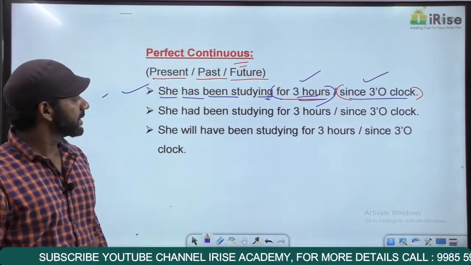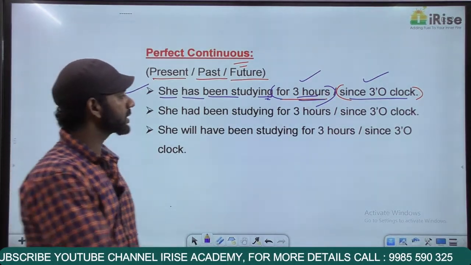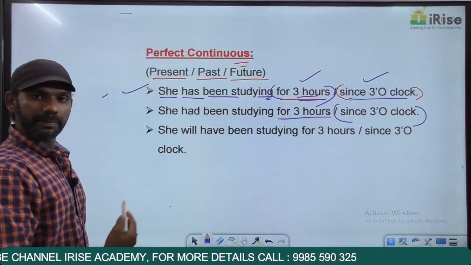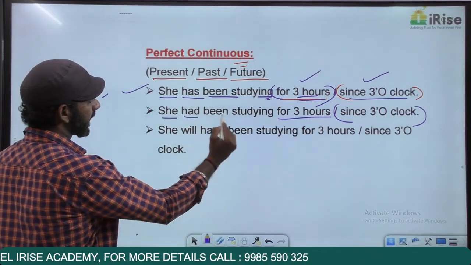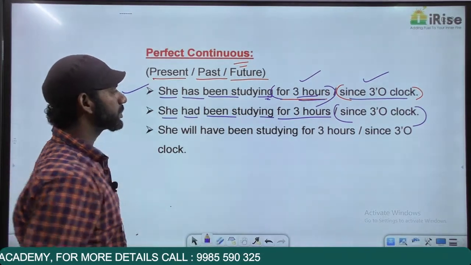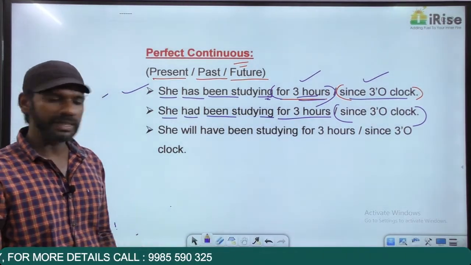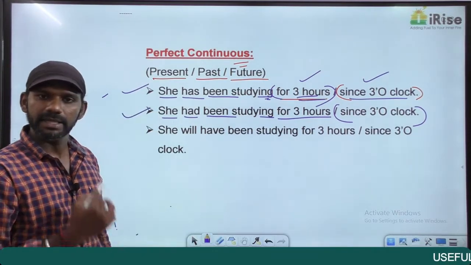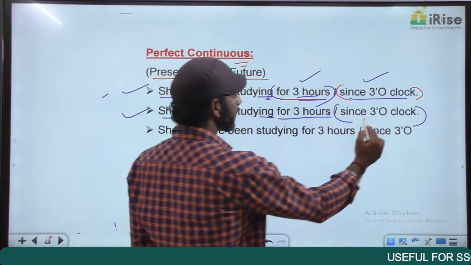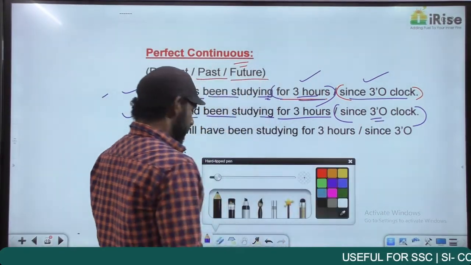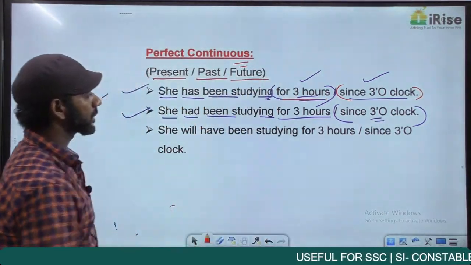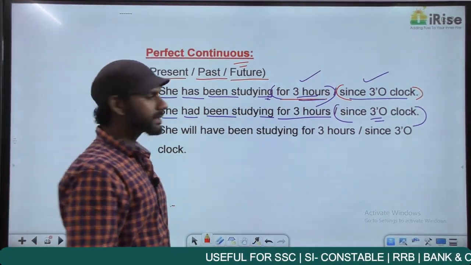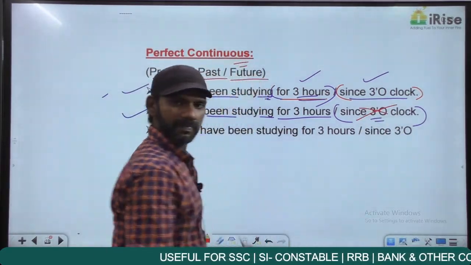Come to the second one. She had been studying for 3 years. For 3 years is period of time. She had been studying is subject plus had plus been plus V1 plus ing, past perfect continuous. For can appear in past perfect continuous, grammatically correct. Now I replace for 3 hours with since 3 o'clock. She had been studying since 3 o'clock. Can since appear in past perfect continuous? No. So in this case, since 3 o'clock is wrong. I'll come back to it.